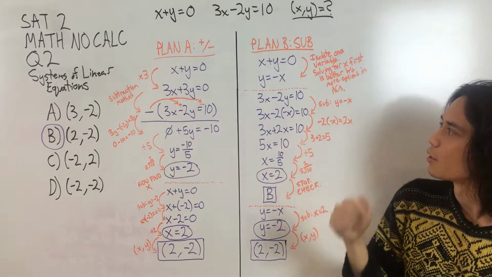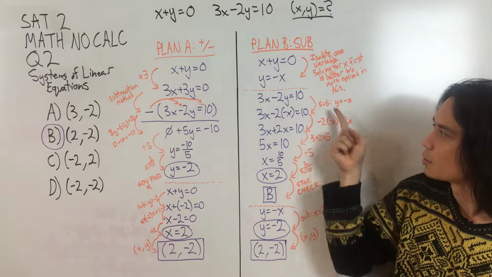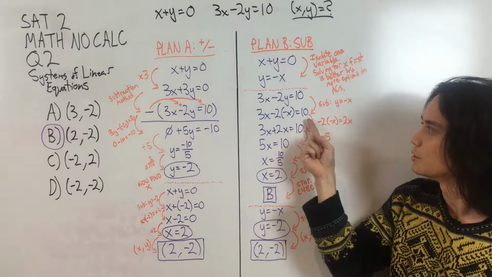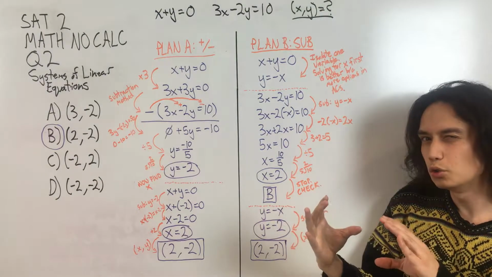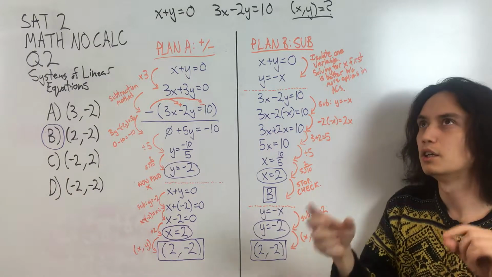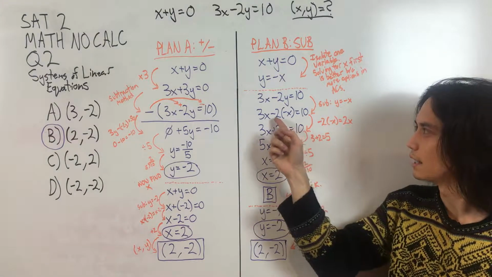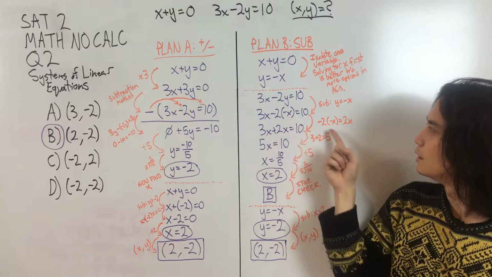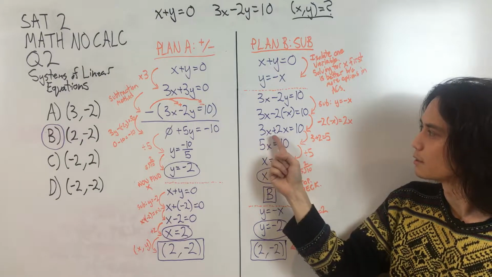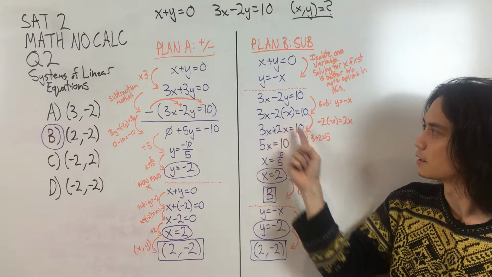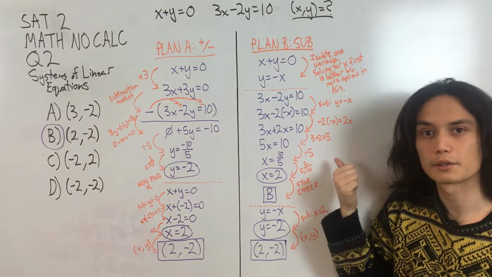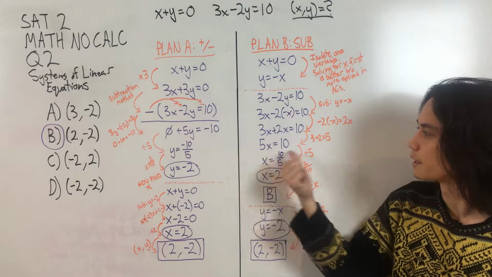We're going to substitute in y equals negative x right here. So instead of saying 3x minus 2y equals 10, we're saying 3x minus 2 times negative x equals 10, because y equals negative x. Now, negative 2 times negative x is the same thing as positive 2x, since a negative times a negative is a positive. So you've got 3x plus 2x equals 10. That's this simplification step right here. 3 plus 2 is 5, so 3x plus 2x is 5x. So this is 5x equals 10.